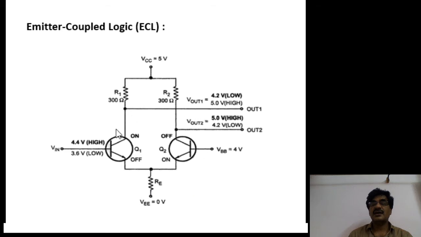So this is the basic connection. Here, using only one transistor, it acts as an inverting transistor and the other transistor shows non-inverting action.